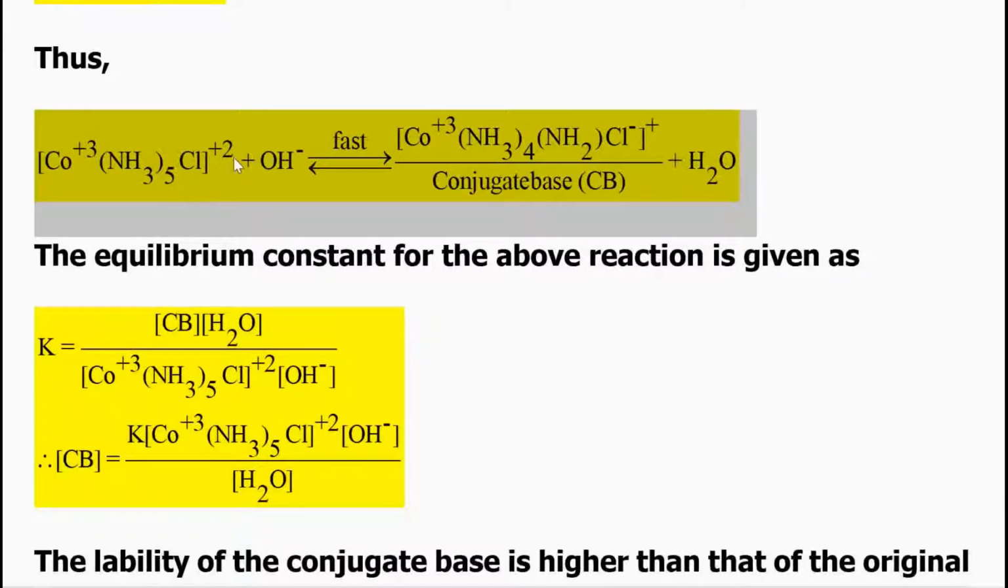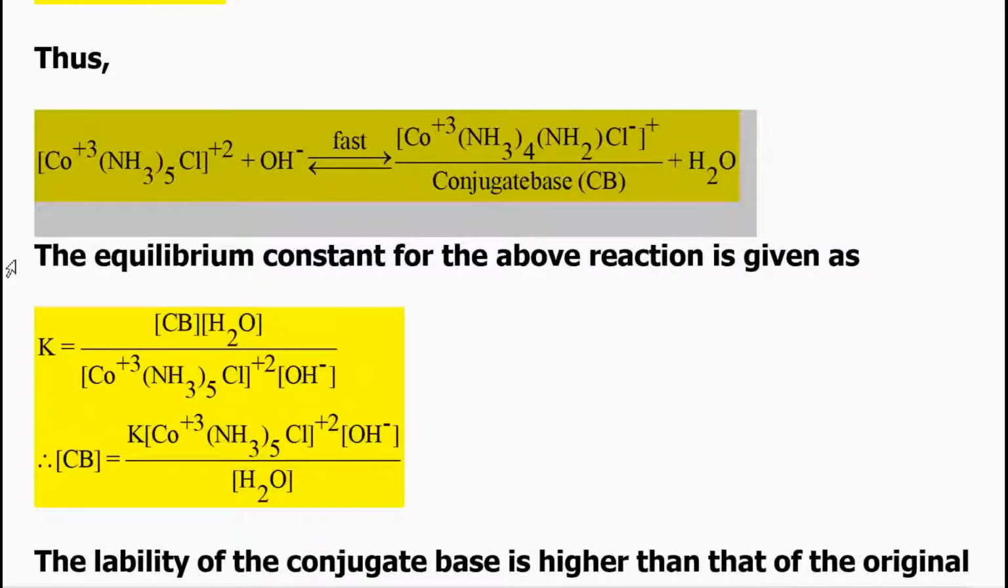[Co(NH3)5Cl]2+ plus OH-. In a quick step you will see that [Co(NH3)4(NH2)Cl]+, instead of writing NH3 five times, I am saying NH3 four times and NH2-, then Cl-, and because of that the charge is reduced to +1, plus H2O. The proton is taken up by a water molecule. This species is called the conjugate base.